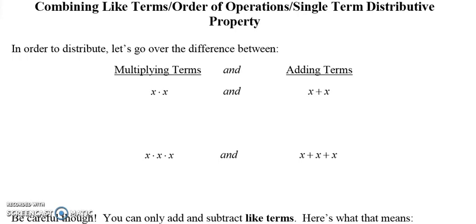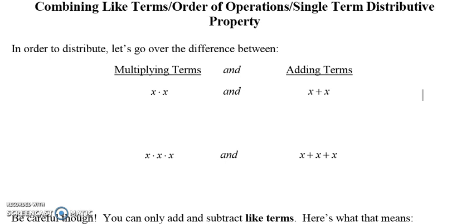All right, we're going to talk about combining like terms, order of operations, single term distributive property today. Let's do it. Just a reminder, I'm going to go at a normal pace, but if this pace is too quick for you, remember that you can pause it. You can go back to a different part of it by quote unquote rewinding it. Do what you need to do to understand the material.